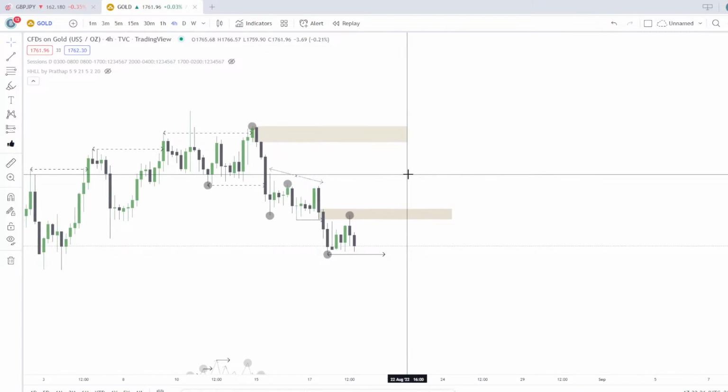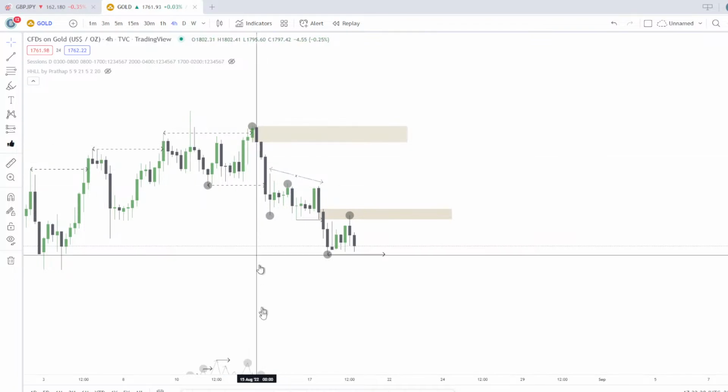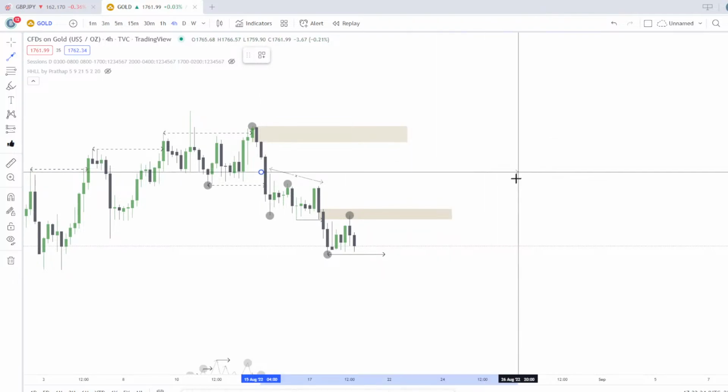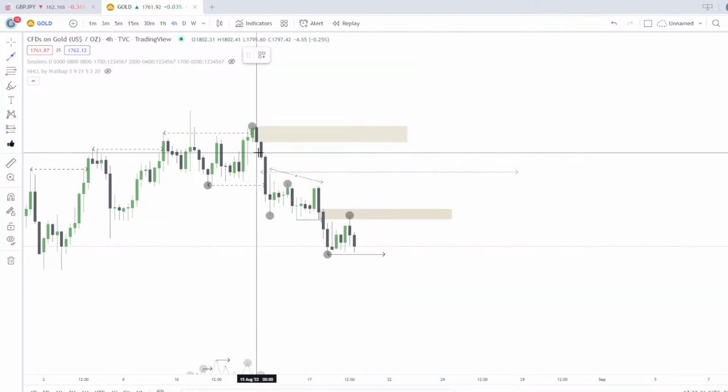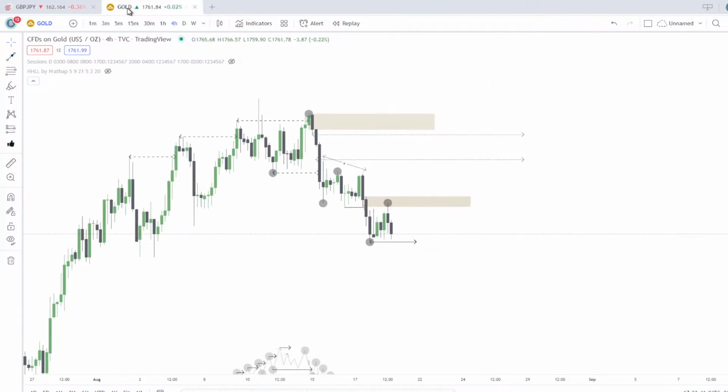But at the moment, it looks like there's just been a ton of liquidity created here. I think price is going to gravitate towards this zone. What we need to see is, let's actually see if there was an entry model produced in this piece of price action here.